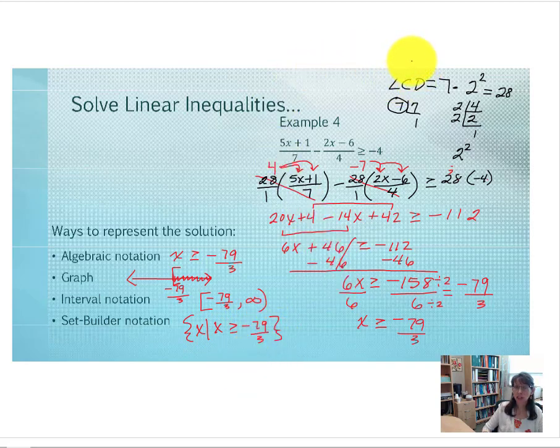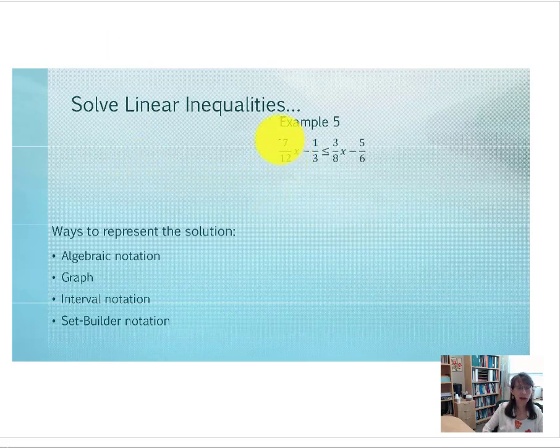So if you have fractions in the inequality, you approach it just like equations. Find the LCD, multiply all terms by it, and once you reduce, the fraction should be eliminated. We do have another example with fractions here, and these fractions, we've got 4 different ones, and all of the denominators are different.